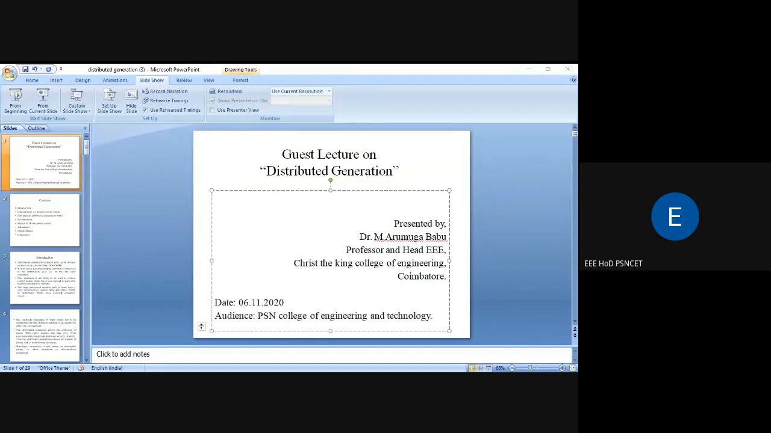Okay, we all know we have installed a lot of renewable energy sources such as solar power plants and small scale wind turbines. So we learn more about the impact of these renewable energy sources. These are known as distributed generation generators. So we need to know the impact of these renewable energy sources on the grid. Okay, so he will explain the concept of distributed generation and the impact of this distributed generation on the grid.